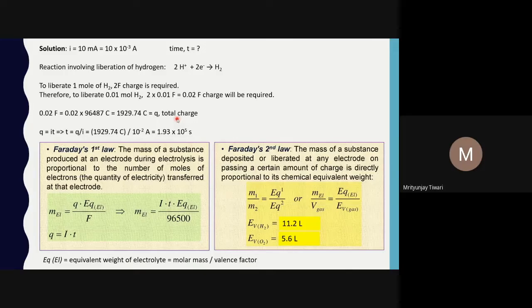the deposition or the liberation of 1 mole of a particular substance. So if the gas, 1 mole of it, how many moles of electrons will be used to liberate 1 mole of the gas? And if it is a metal in the electrolyte solution, something which is there in the form of metal, how many electrons are required to deposit that 1 mole of that metal?